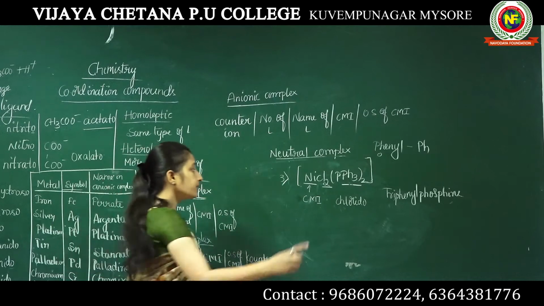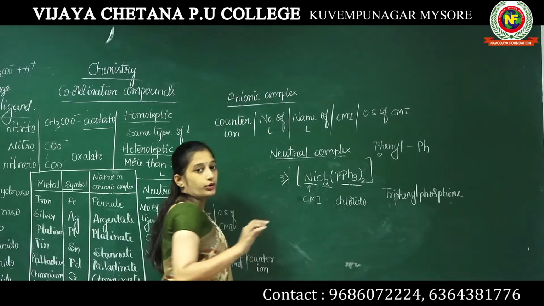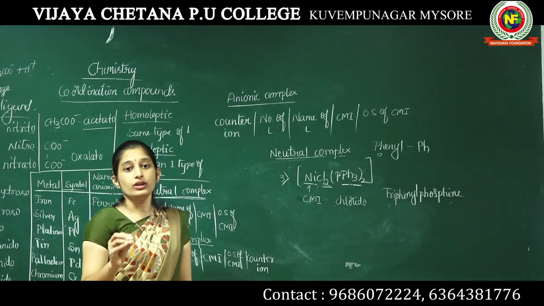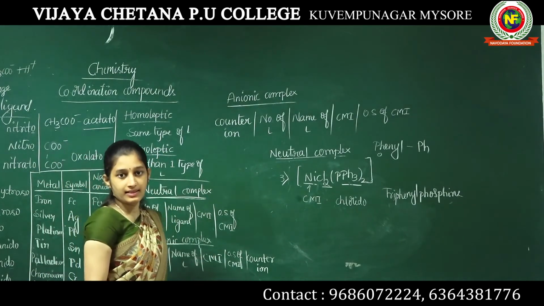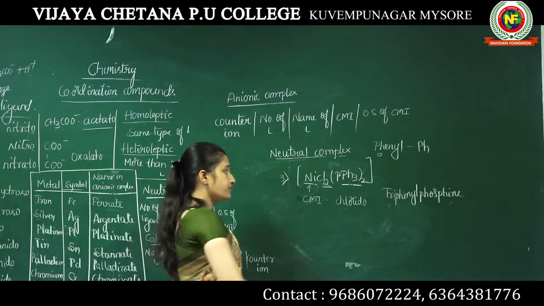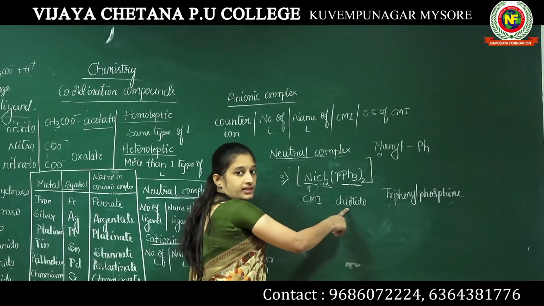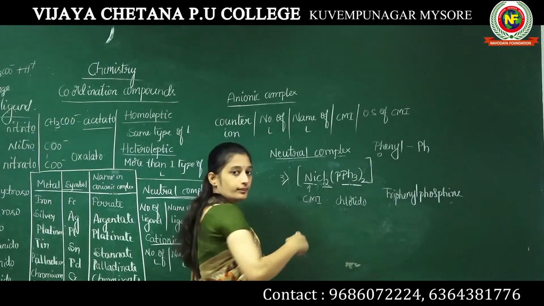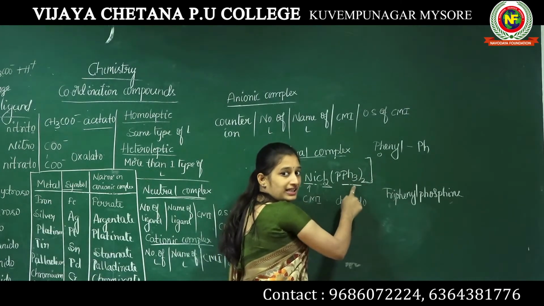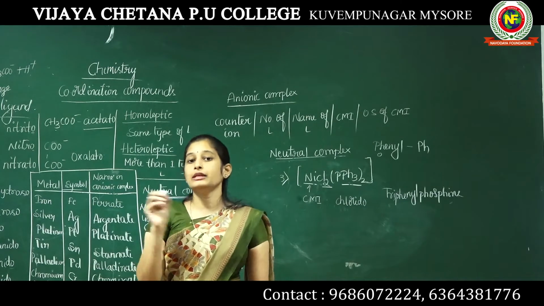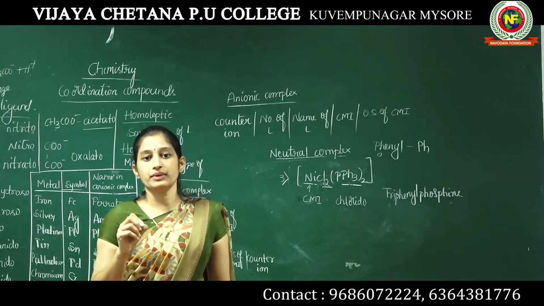Understand. Here, the central metal atom is nickel, no doubt in that. It's a heteroleptic neutral complex. But how to name this? First, chlorine is there. What is the name for that? Chlorido. This one is 3 phenyl groups. Ph means phenyl. We don't write phenyl in the name like that; for that we have represented it as Ph.